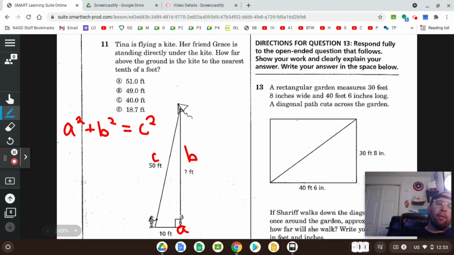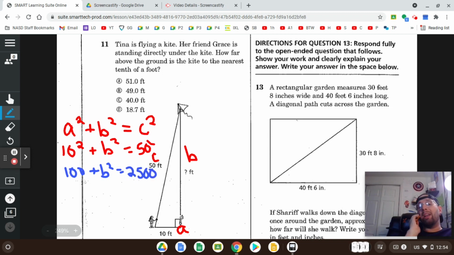So I have 10 squared plus B squared is going to equal 50 squared. 10 squared is a hundo. 50 squared is 2,500.